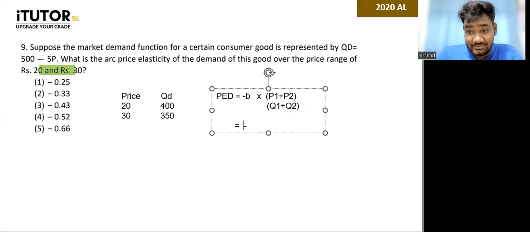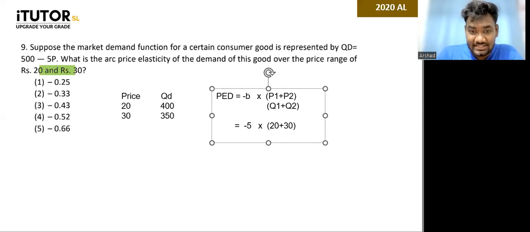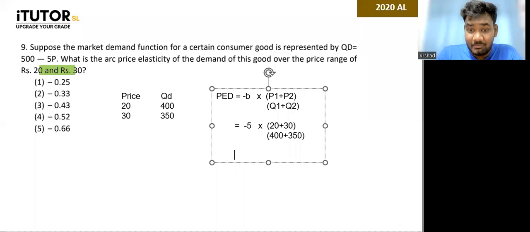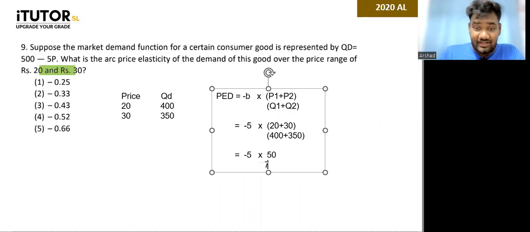Our B component is minus 5. P1 plus P2 is how much? 20 plus 30 is 50. I'll put the whole thing below. 20 plus 30, and Q1 plus Q2 is 400 plus 350. Okay, so I can further simplify minus 5 into 50 over 750. How much do we get, guys? Solve this and see.